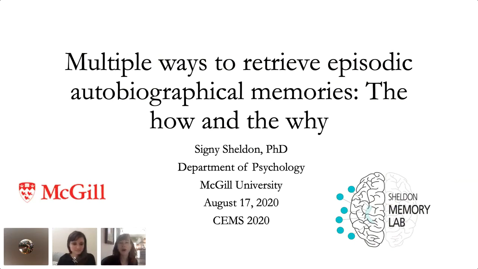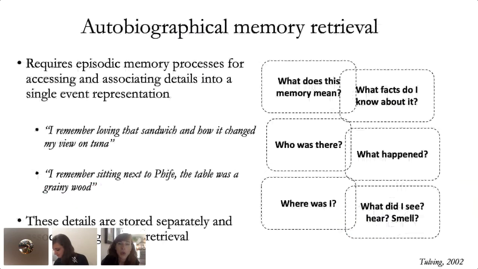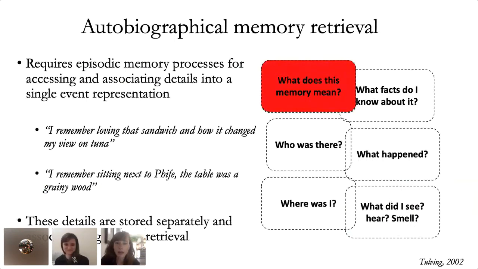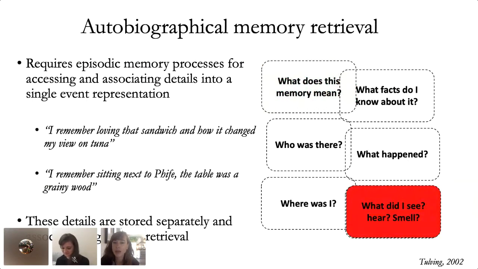So as Lynn said, I'm going to be talking to you about multiple ways to retrieve episodic autobiographical memories, how that happens, and also why that occurs. Autobiographical memory retrieval requires episodic memory processes to access and associate a whole host of information and details related to a personal past event. For example, if I were to recall a lunch I went to with friends, I'm going to recall general details about that memory, such as things I know about, let's say, the tuna fish sandwich I ate at lunch. And I'm also going to recall more specific imageable details from that event, like where I was, what I saw, and perhaps even the smell of that sandwich.